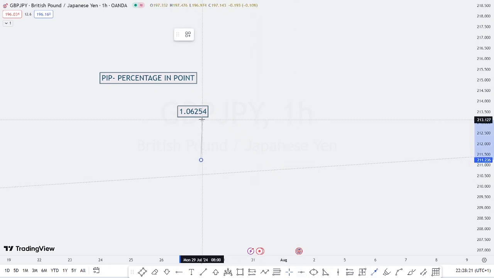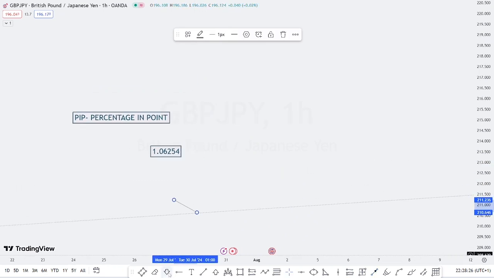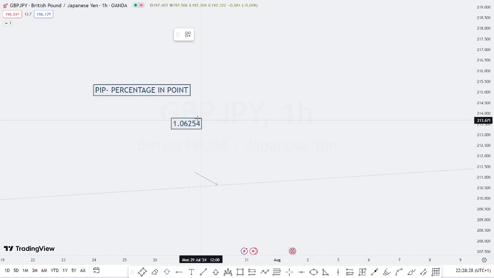our pip starts counting from here, from this five. Let me use an arrow. Our pip starts counting from here, from this one. I can remember when I started learning forex trading, I was told that the pip is the fourth digit. Like the pip is the fourth digit.